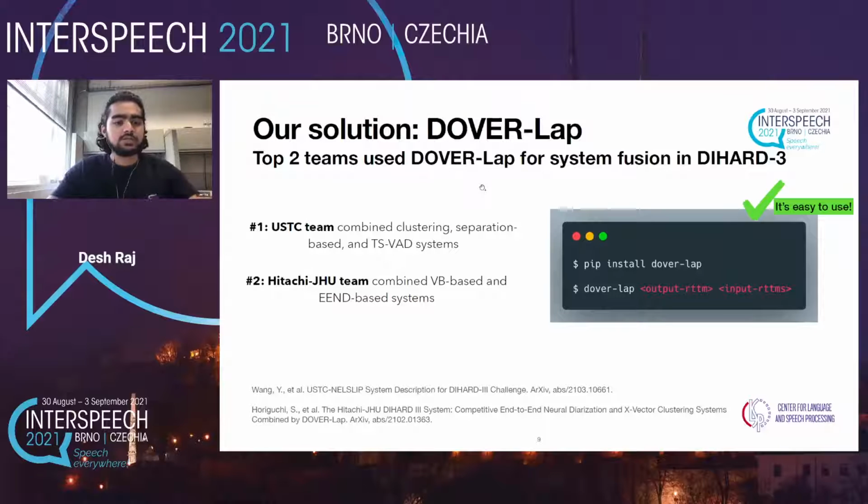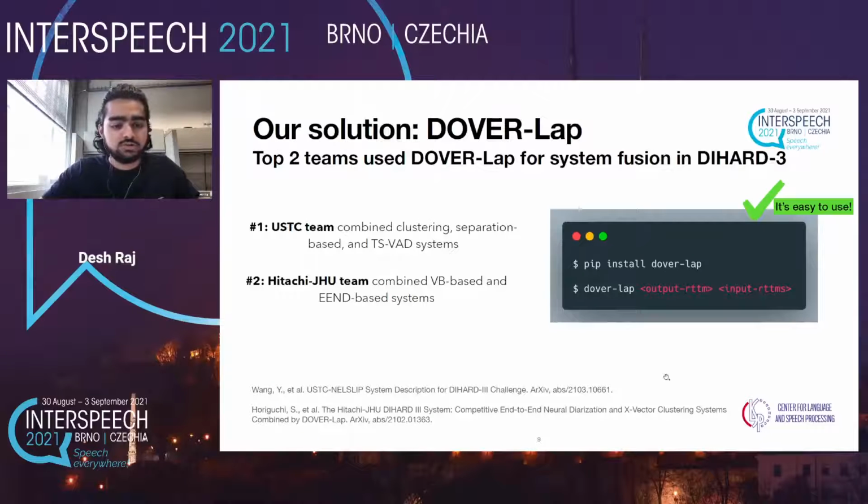And DOVERLAP has been successfully used recently. In the recently concluded DIHARD 3 challenge, the top two teams, which were the USTC team and the combined Hitachi JHU team, both used DOVERLAP to combine their diarization systems, and very different diarization systems, in fact. The USTC team combined clustering-based, DSVAD, and separation-based systems, while our team combined VBX and EEND systems. And they all performed much better than the single best system, which shows that DOVERLAP indeed has a number of advantages, including the fact that it's quite easy to use.